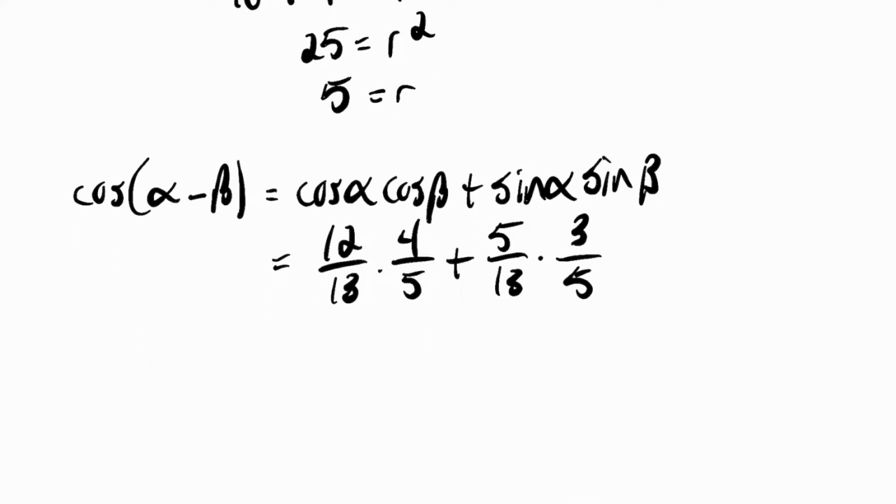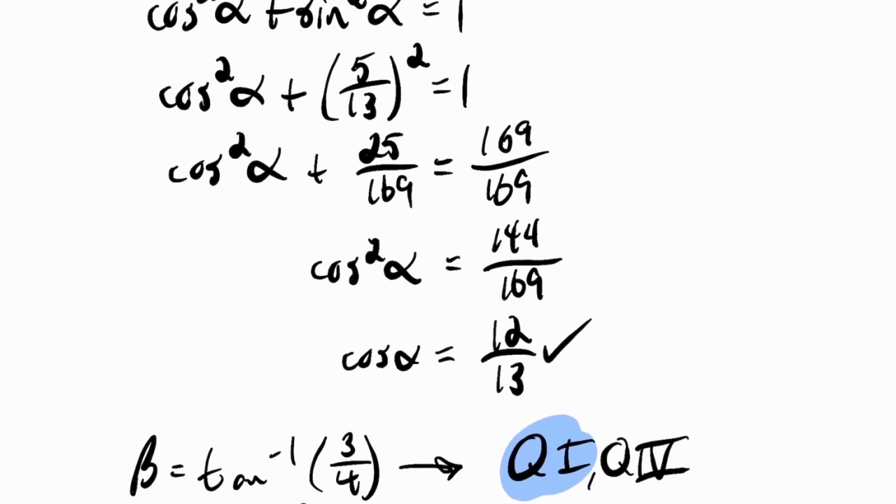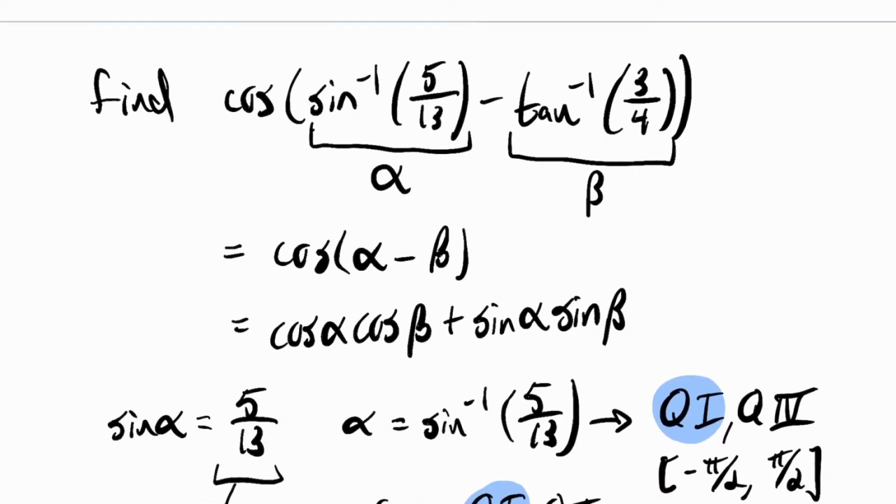Okay, so this is a little bit easier than other examples where we have lots of roots and messy numbers. These were chosen to be relatively easy numbers. So I get 48 over 65 plus 15 over 65, and we can combine those and get 63 over 65. So that is cosine of sine inverse of 5/13 minus tangent inverse of 3/4.